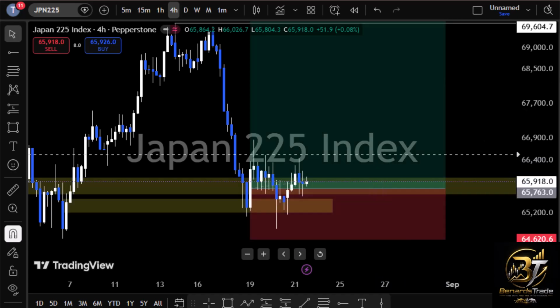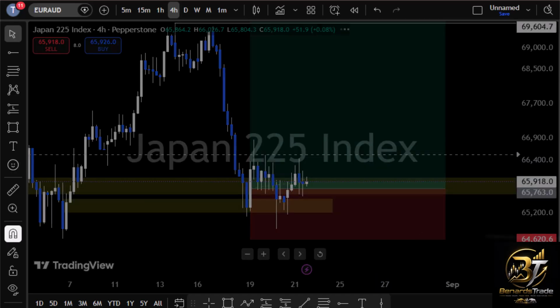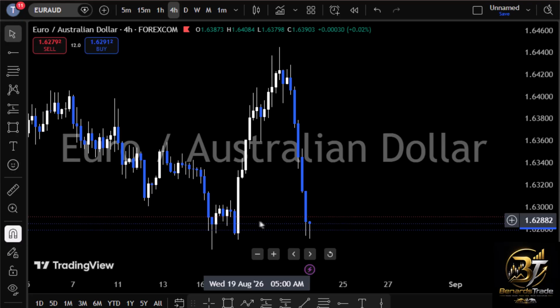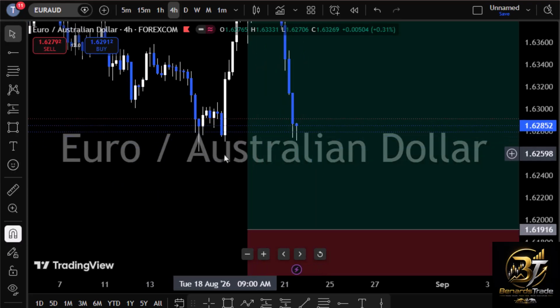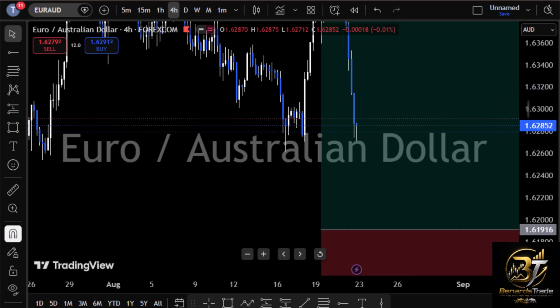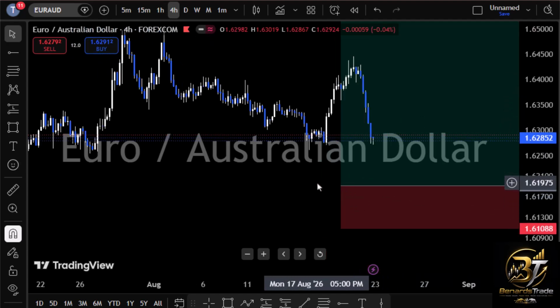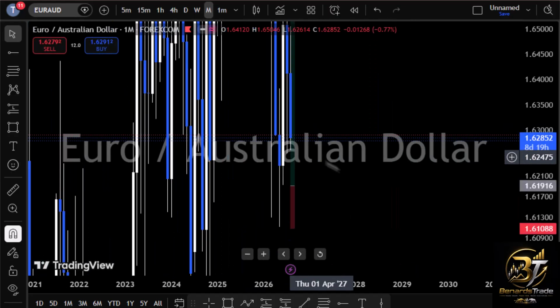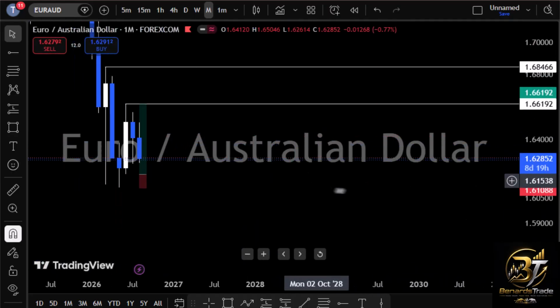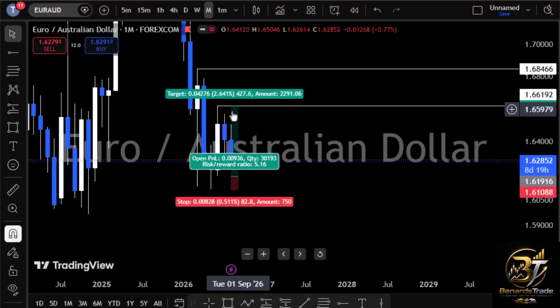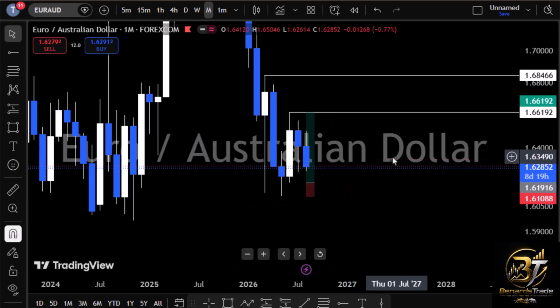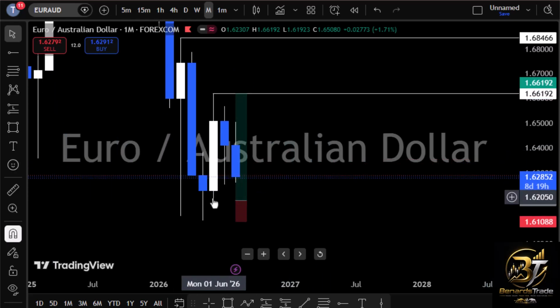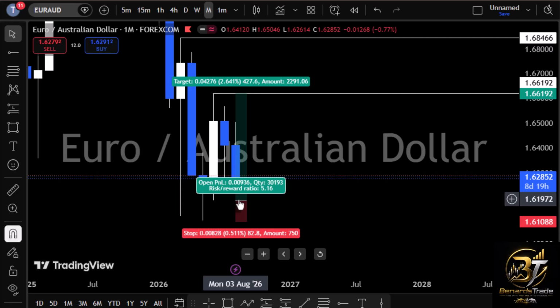Then another pair that I'm looking at is EURAUD. Like I said, I've already marked out all my levels. I want to buy from this low. Now, if I'm looking at the monthly chart, so these are the levels I'm looking at. So what I want to see is us running, taking this low, tapping into this zone, and continue going up.